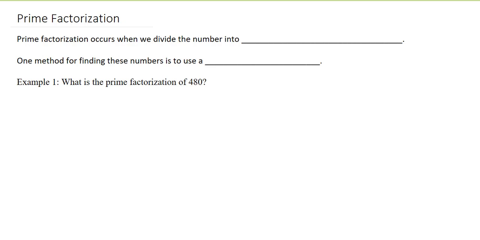Prime factorization occurs when we divide the numbers into all prime numbers. One method for finding these numbers is to use a factor tree. So let's go ahead and look at what a factor tree is in the first example. So what is the prime factorization of 480?